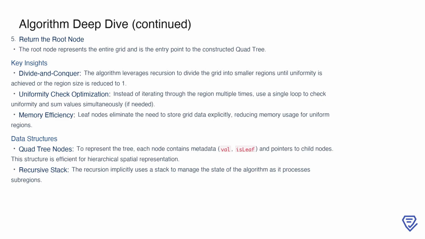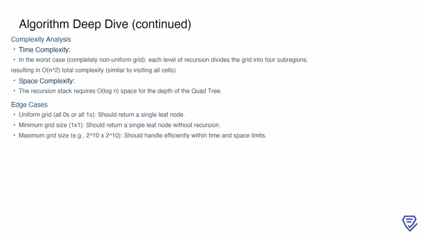The recursive nature of the algorithm is managed using the function call stack, which keeps track of state as the algorithm processes smaller and smaller subregions. Analyzing the complexity of this algorithm, the time complexity is determined by how many times we divide the grid and process its cells. In the worst-case scenario, where the grid is completely non-uniform, every level of recursion divides the grid into 4 subregions, and we visit all cells at each level.